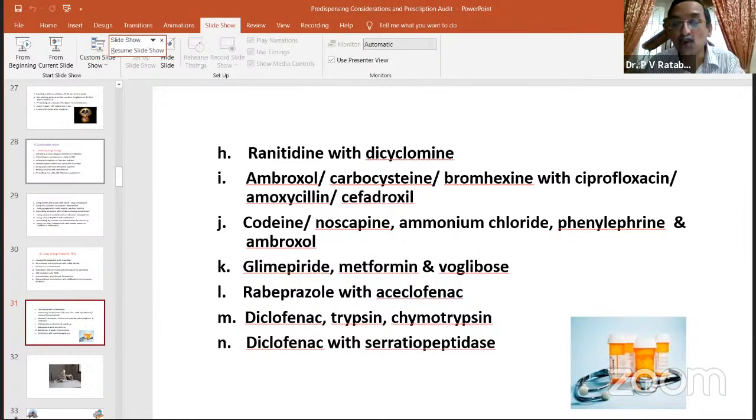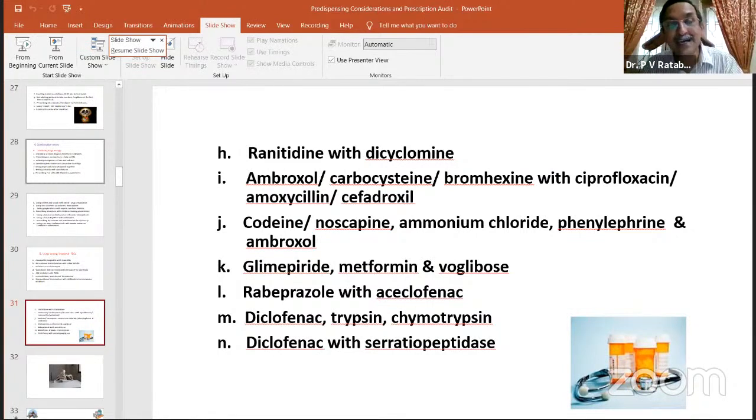Glimepiride, metformin, voglibose combination is rampantly prescribed. Glimepiride is to be used 10 minutes before food, metformin after, voglibose with the first bite. So how are you going to do this combination? At what time? Nothing works adequately. Things will work, but patients will not get the benefit of all three adequately.